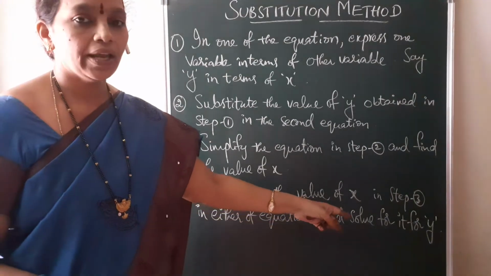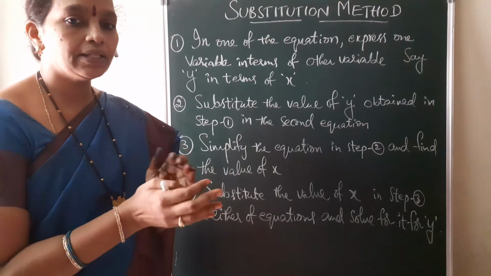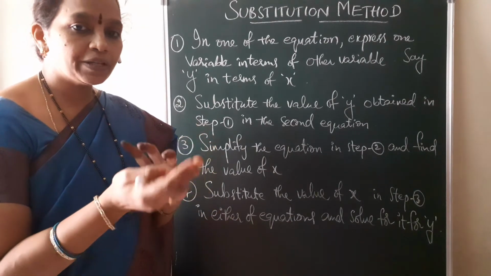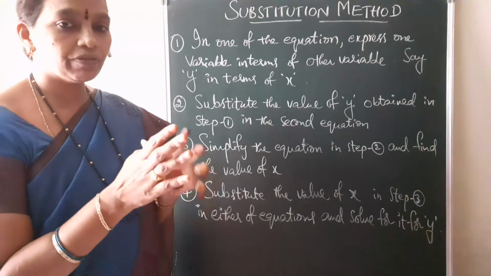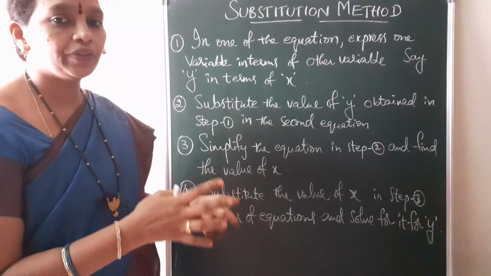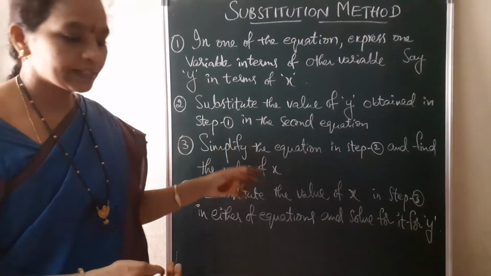You have to solve for x. That means if you make an equation with one variable, then it becomes a simple equation. The equation with one variable is called a simple equation, so you will get the value of that variable, and you substitute it in the first equation, then you will get the second value.